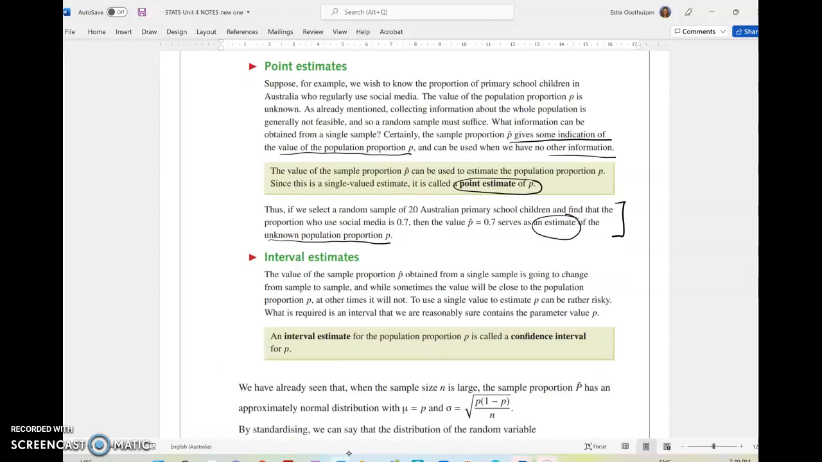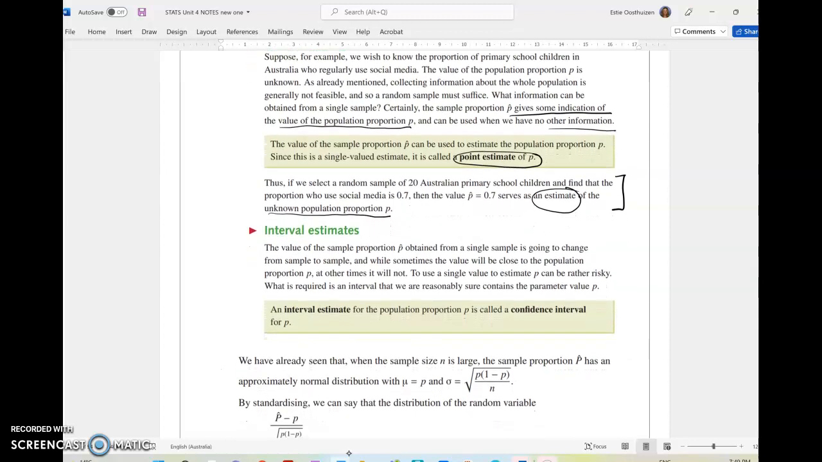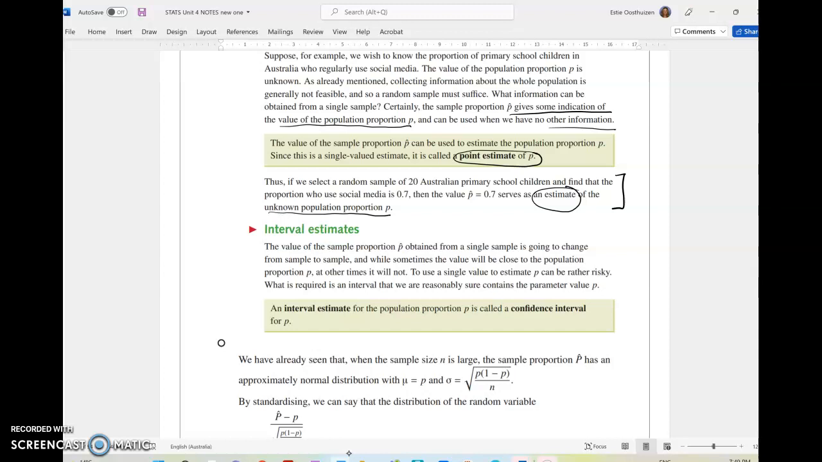But having one single point is pretty inaccurate. So it says here, to use a single value to estimate P can be rather risky. What is required is an interval that we are reasonably sure contains the parameter value P. And we're now going to look at how to build that interval, and that's what we call a confidence interval. So I'll just read this whole sentence here. An interval estimate for the population proportion P is called a confidence interval for P.